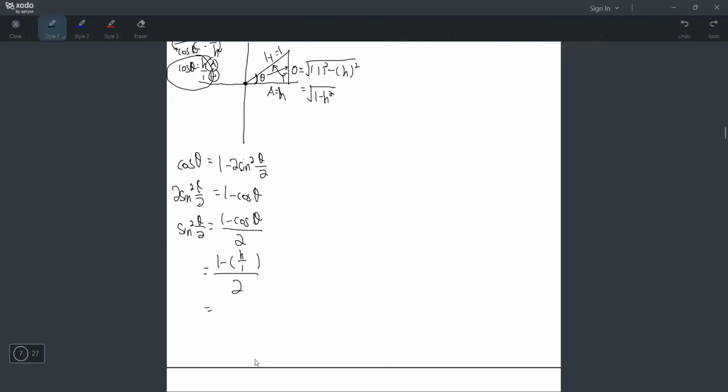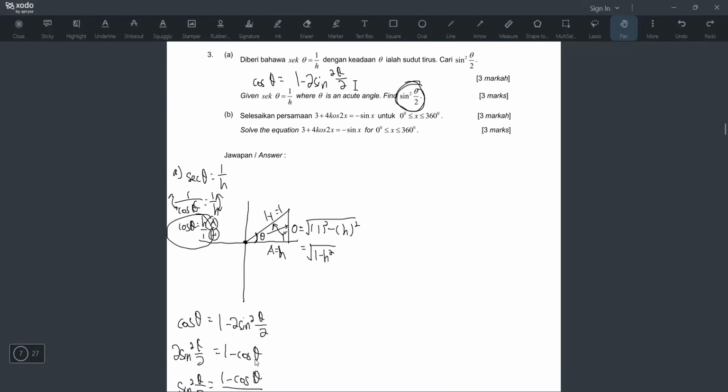So what is the answer here? 1 minus H over 2. So that would be the answer. I think that's all. Now we can continue with B. B says solve the equation.